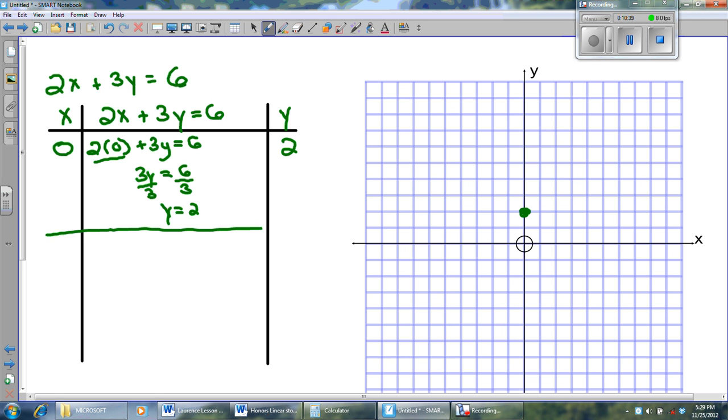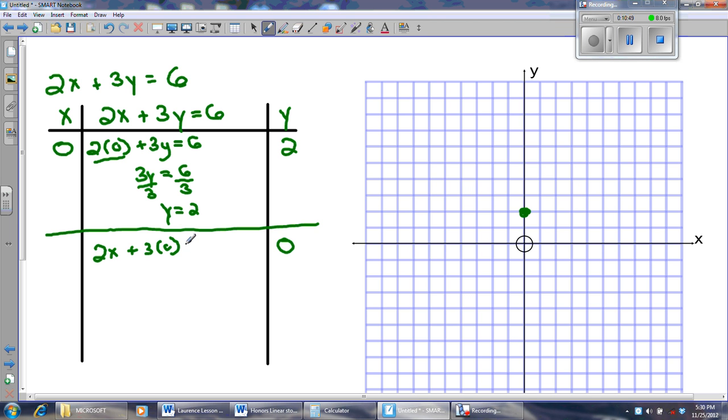Draw my line. I'm going to plug 0 in for y. I'm going to get 2x plus 3 times 0 equals 6. This here is going to turn to 0, so I'll get 2x equals 6. I'll divide by 2, and I'm going to get x equals 3. So 3 zeros on my line, so 1, 2, 3, 0.